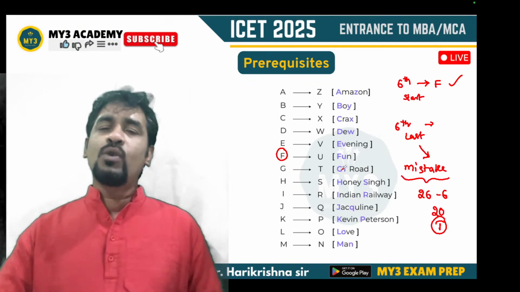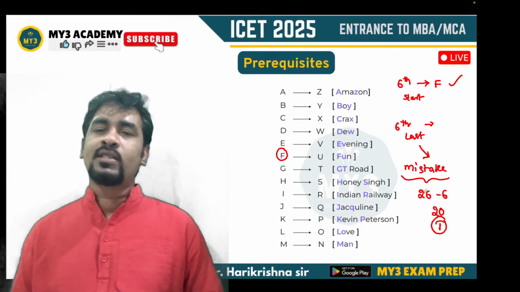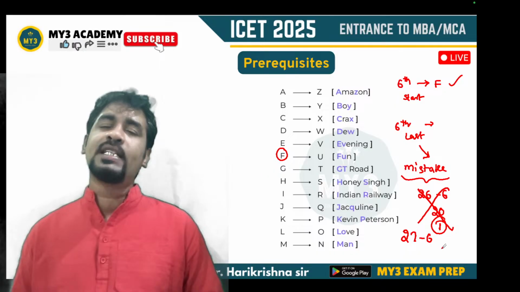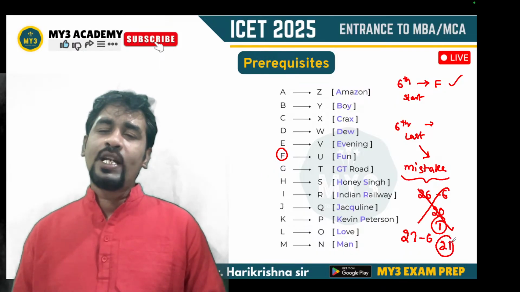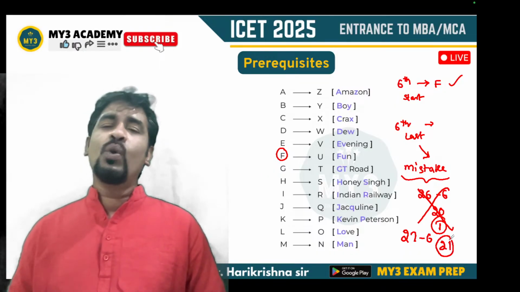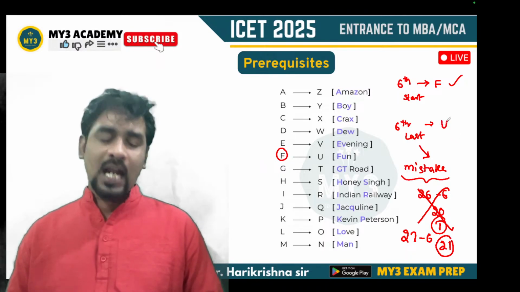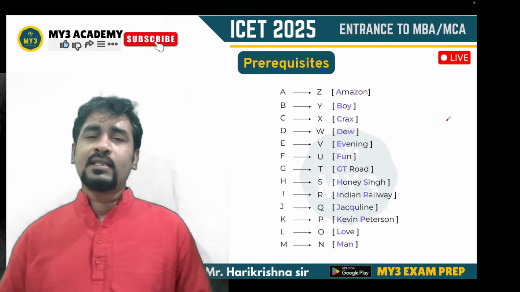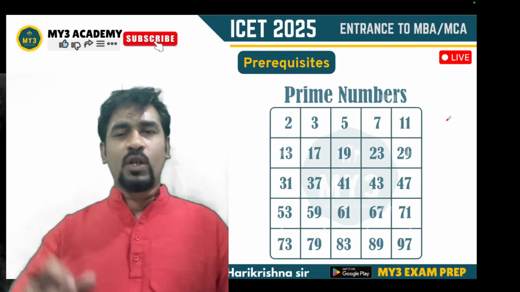What is the mistake we are doing here? It's a common mistake from the students. Do not subtract from 26. You have to subtract from 27. 27 minus 6 is going to be 21. So T is 20, U is 21. That's why the sixth letter from the last will become U. So always do remember this: the sum of the opposite letters is always equal to 27.